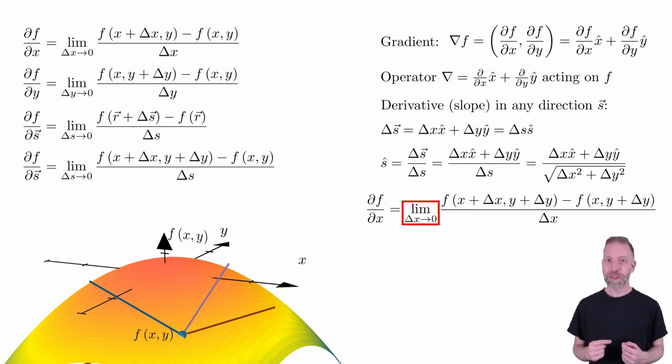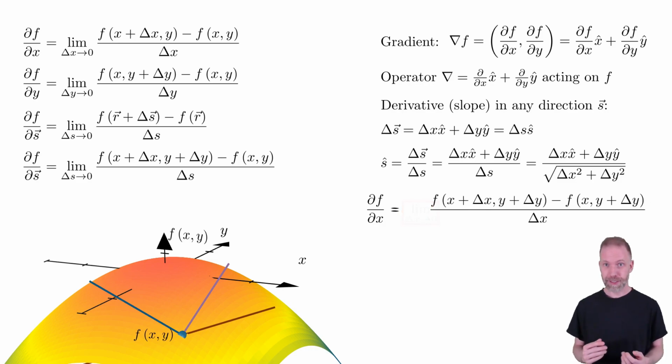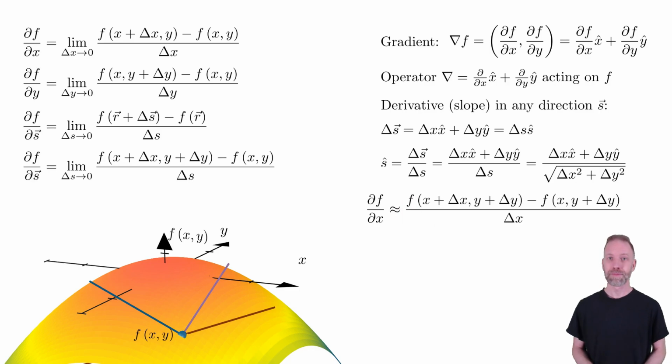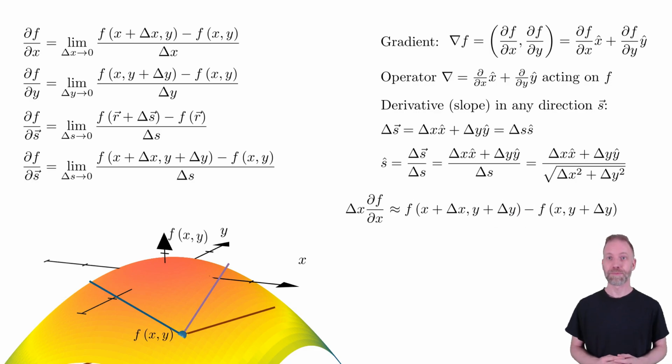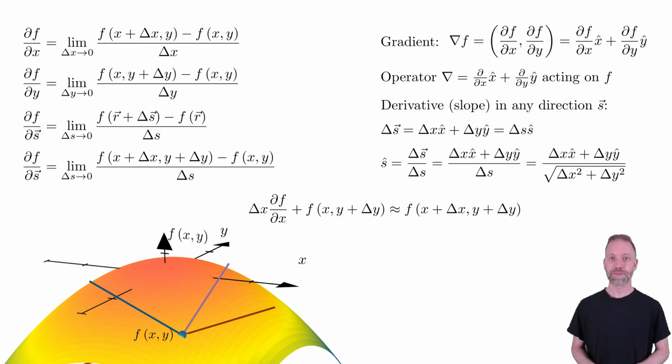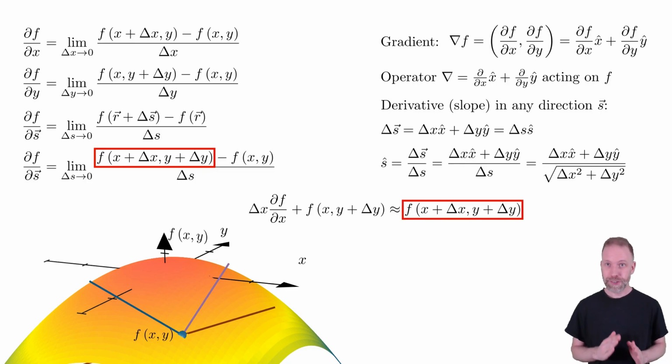Next, we can drop the limit and write it as an approximation. Then we can multiply with delta x, and finally move the last term to the left-hand side. Now we have our approximation. Insert it into the expression for the partial derivative in the direction of s.